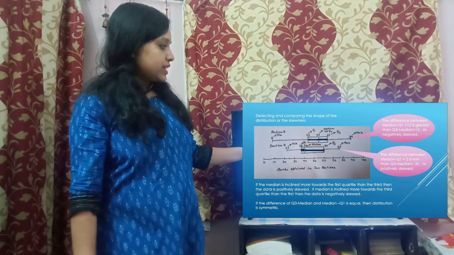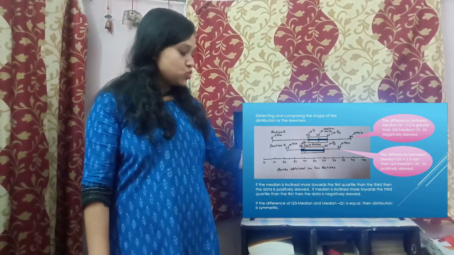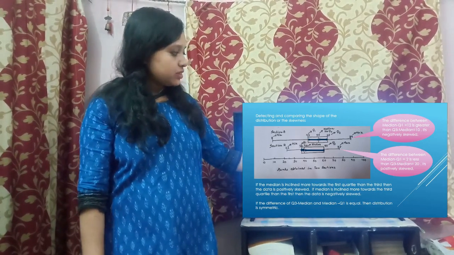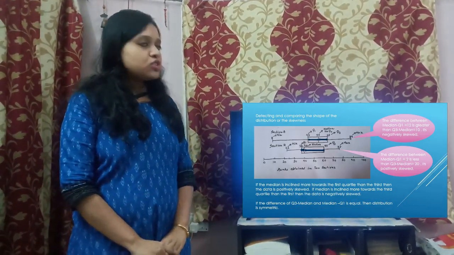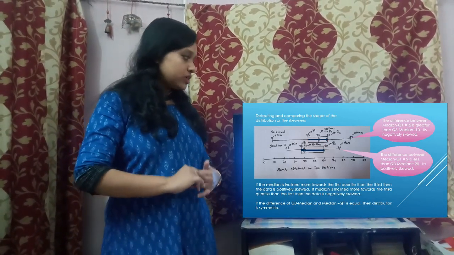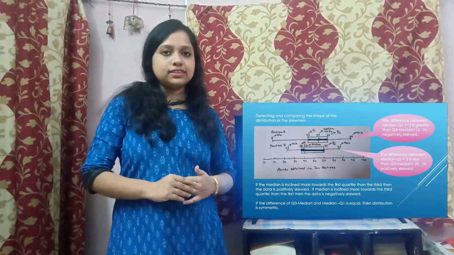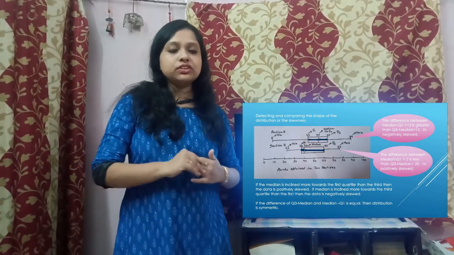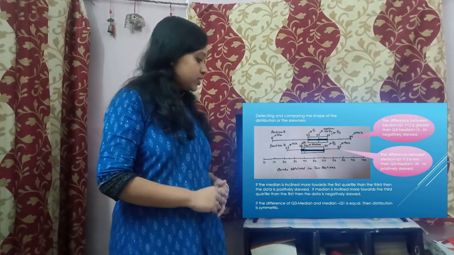Now in section B, we can see the difference between the median and the quartile 1 is 2 and is less than Q3 minus median, that is 20. So it is positively skewed. So you have to remember, whenever the median is closer to the Q3 than the Q1, it is negatively skewed. On the other hand, if the median is closer to the Q1 than Q3, then it is positively skewed.